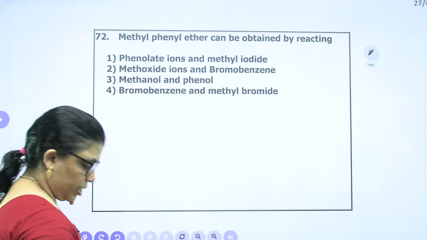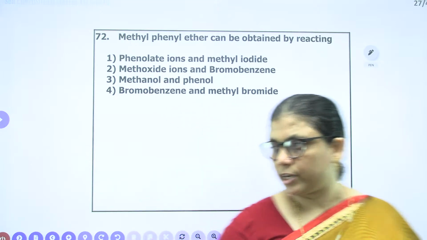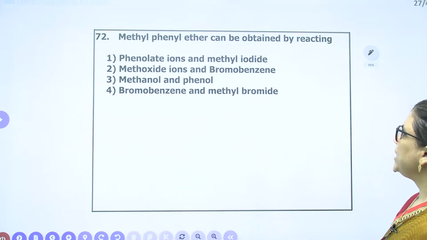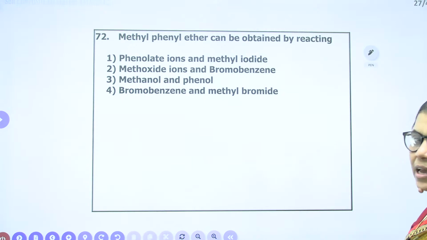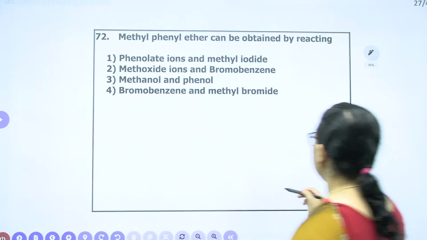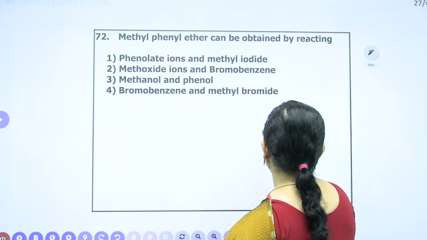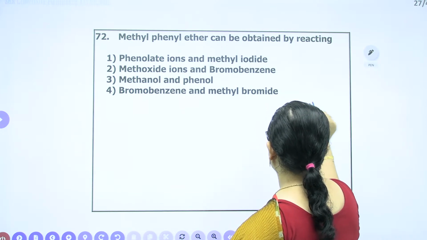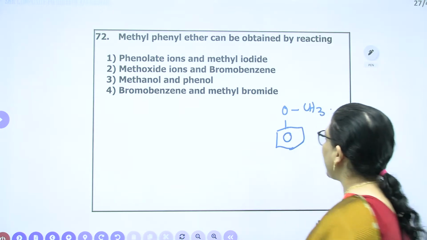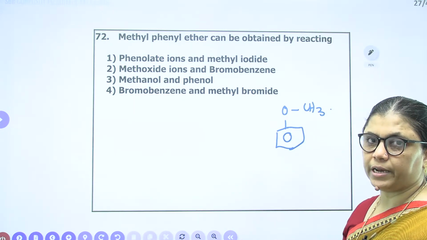Question number 72. Methyl phenyl ether can be obtained. Methyl phenyl ether is phenyl group, OCH3.